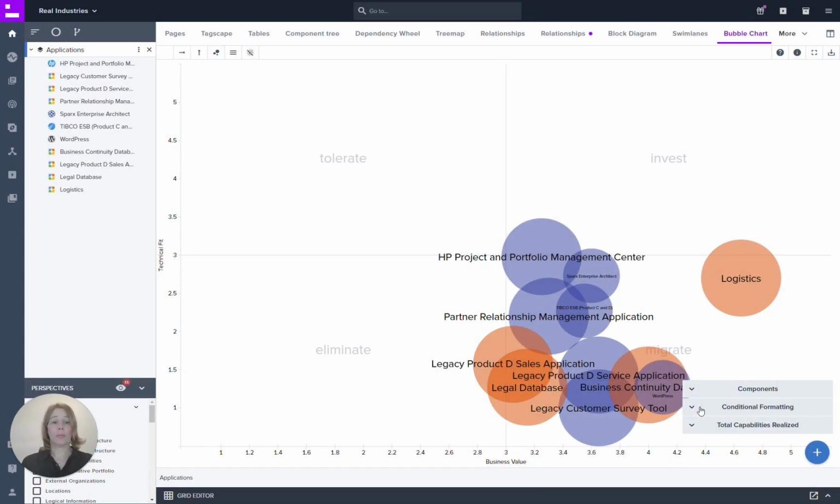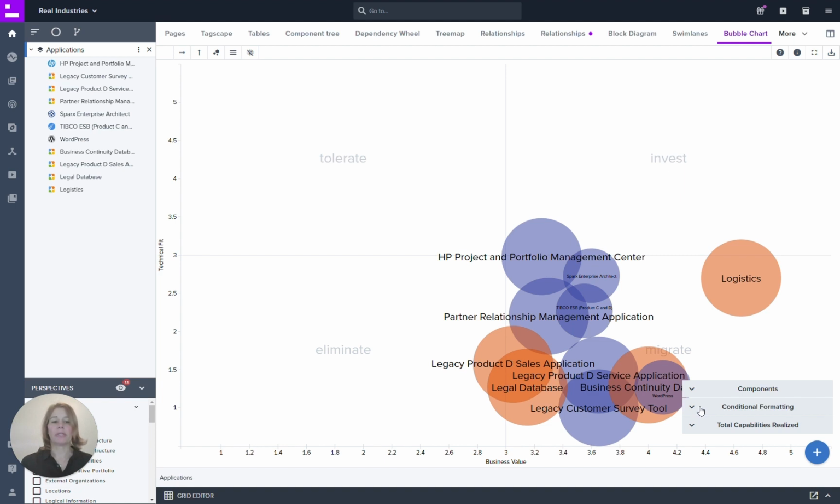So this is one of the outputs that I wanted to share with you today. All of the applications are plotted onto the Gartner TIME model, which shows you quadrants for tolerate, invest, eliminate, or migrate. So instead of having to assign a strategic ranking and figure out the best fit of every application, these are all automatically generated by Ardoq and placed onto a graph.